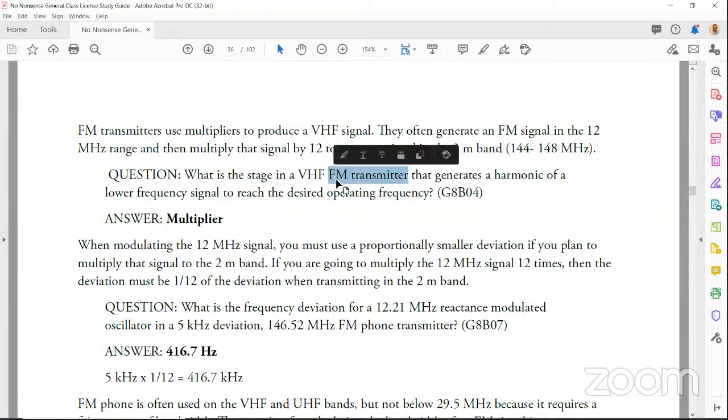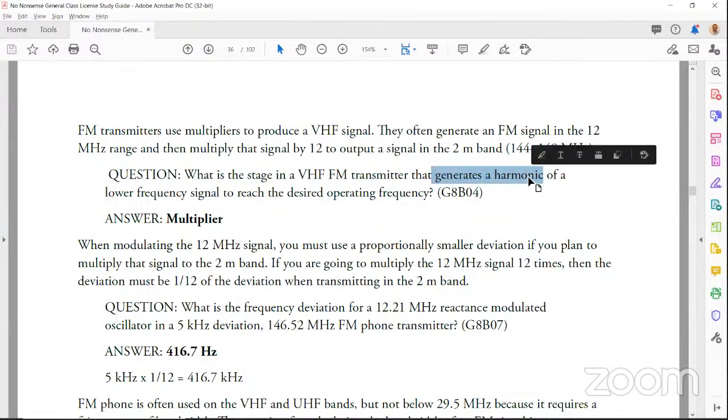What stage in the VHF FM transmitter? So it's not an SSB, it's an FM transmitter that generates a harmonic. There's the key word, harmonic. Another word for harmonic is multiple. So that should give us a little clue. In the question is a clue to the answer. It's asking us about generating a harmonic. A harmonic is a multiple of something. So if you have 2, a harmonic could be 4, and so on, right?